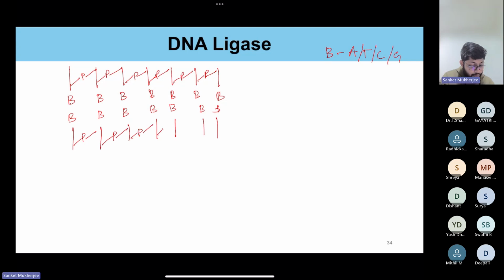Let's say phosphate is not present here. There is a break. Then there is a phosphate here and phosphate. This is a single stranded break, also called a nick. This will be essentially repaired using enzymes which are called ligases. So I'll just draw this very quickly.